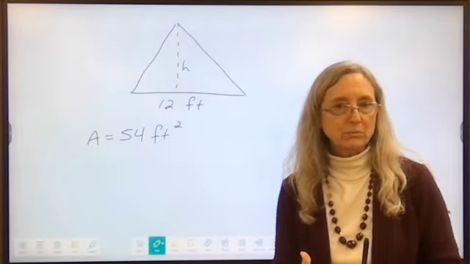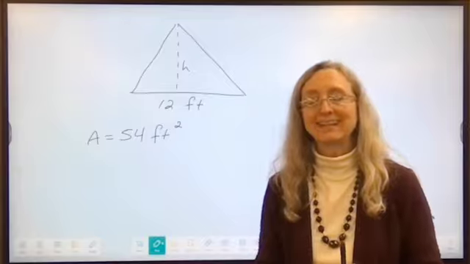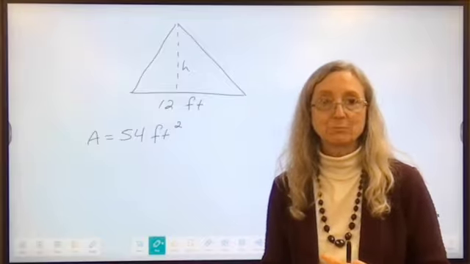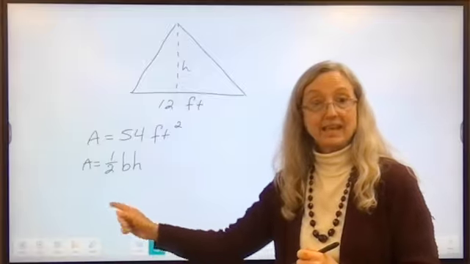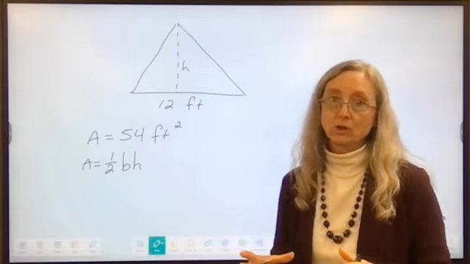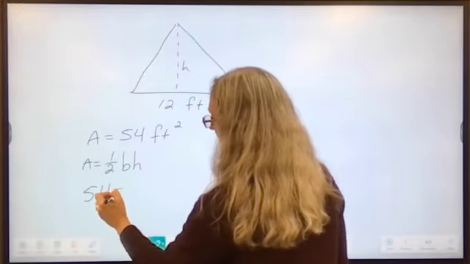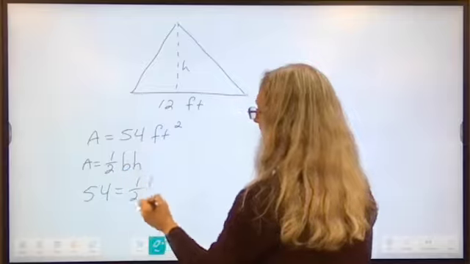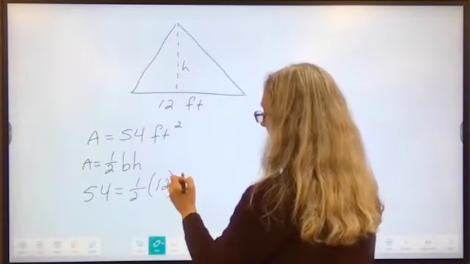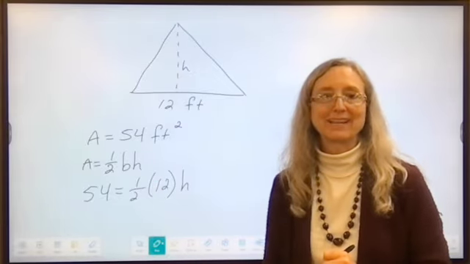So use your formula for the area of a triangle. An area of a triangle is 1/2 base times height. And then plug into that formula the numbers that you know. I know the area is 54. I know my base is 12. And all I need to do is find my height.